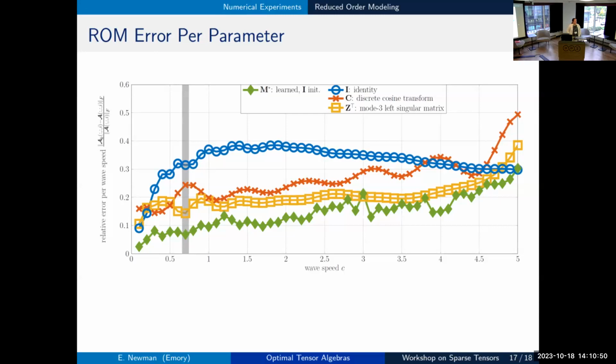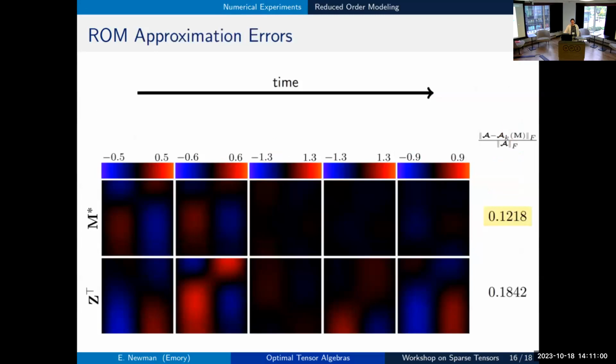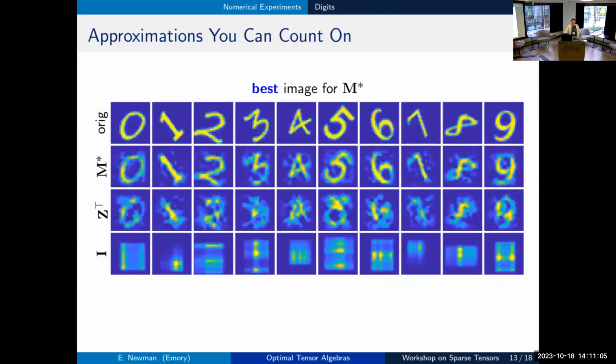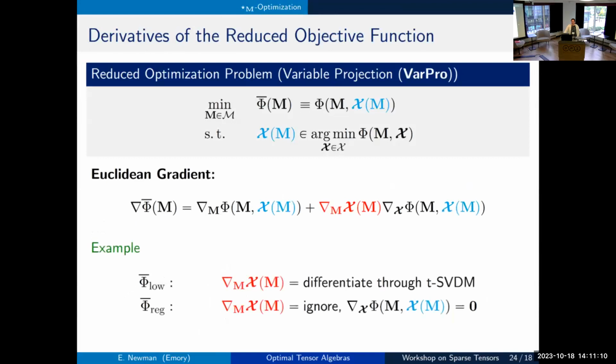Thanks. You mentioned that the learning of M, the optimization problem, was a bottleneck. Can you briefly say, are there some key computation kernels that are the bottleneck in the optimization of M? Absolutely. Actually, I love getting to use backup slides. It's great. So in this reduced optimization problem, we compute a Euclidean gradient. And for this gradient, we have to differentiate through X now because it's a function of M.